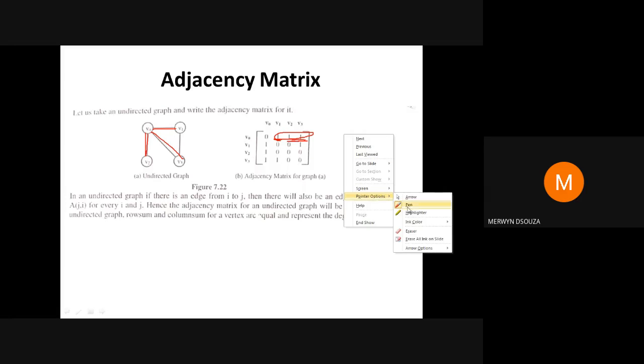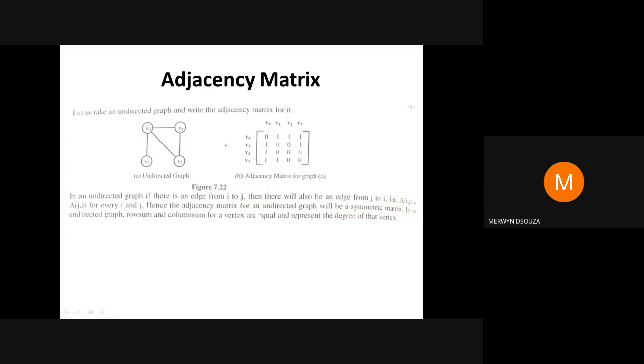Now going to the next vertex, V1. That is this. V1 to V0, there is an edge, so you will put a 1 here. In an undirected graph, this edge will be represented 2 times. One time it will be represented as V0, V1, so it was here. And the second time it is represented as V1, V0 here.